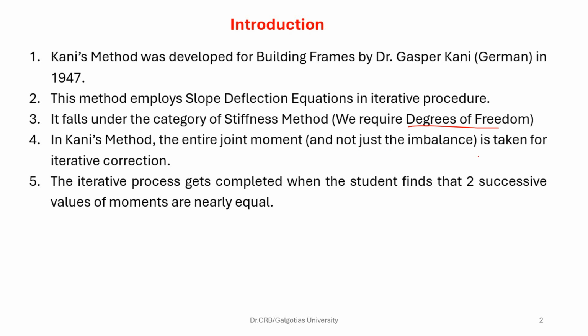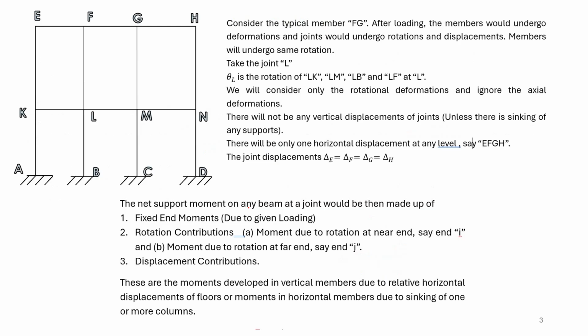In Kani's method, the entire joint moment is taken for iterative correction. We take the entire joint moment. So, for example, if a joint is connected by four members, we take all four members into consideration and calculate the entire joint moment. The iterative process gets completed when the student finds two successive values of moments nearly equal.